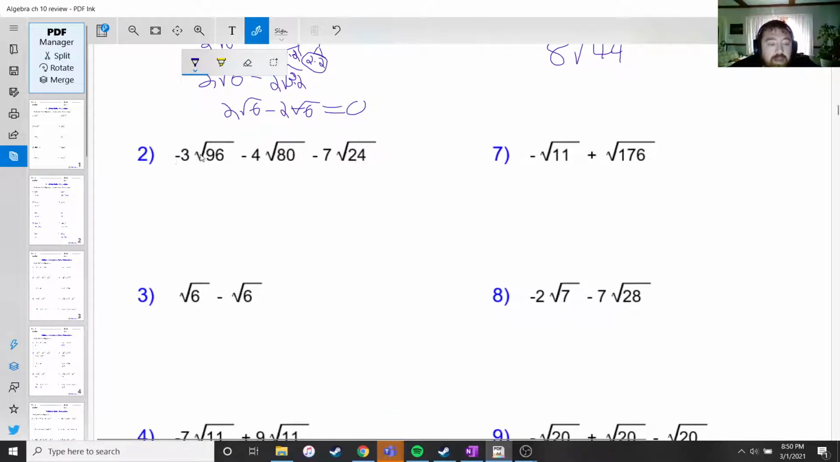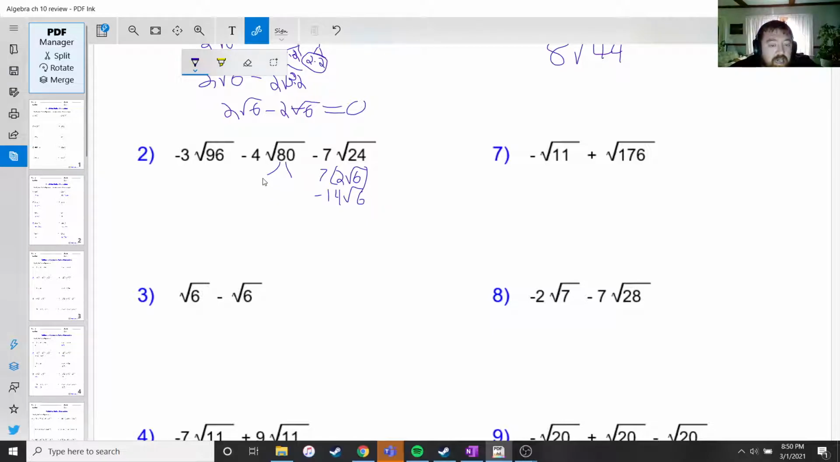So we have 3 square root of 96 minus 4 square root of 80 minus 7 square root of 24. So we know that the square root of 24 is 2 radical 6. So we're going to multiply this by 7. So this back part here is going to be 14 radical 6. But let's look at these other ones.